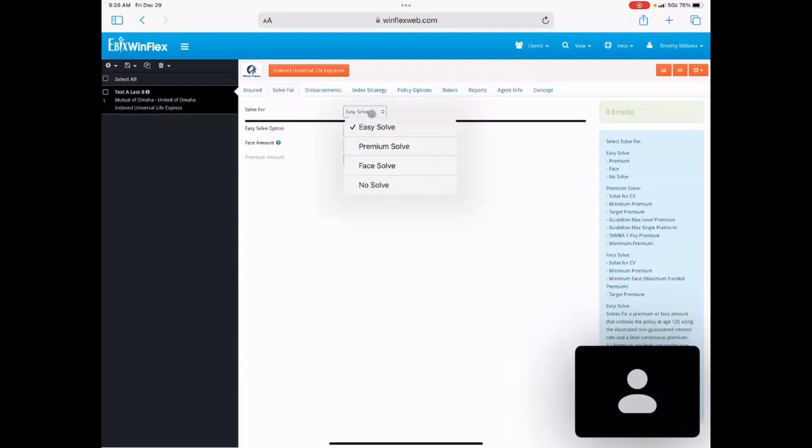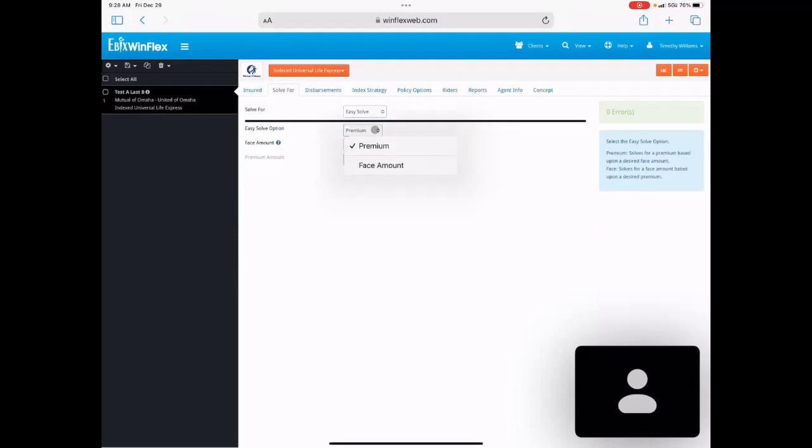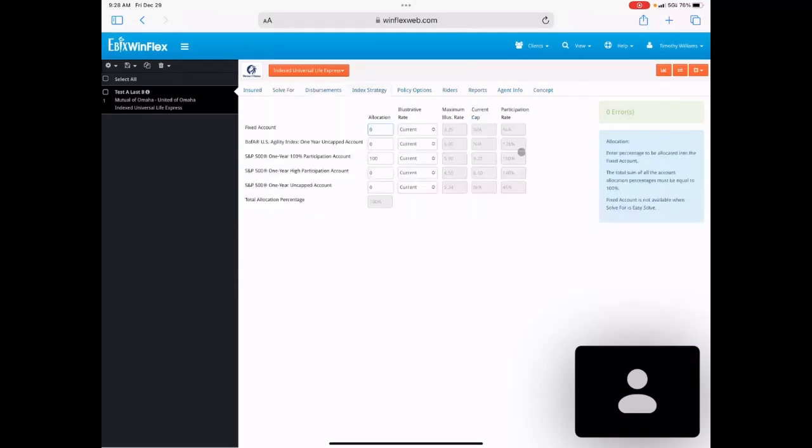And you want to solve for, like Mutual Omaha is an easy solve, which they basically use computer software to determine what the premium should be, so that way it lasts. And you solve for premium or the face amount. You can also solve the other way around. And then you can talk about your disbursements if you want to go into that.